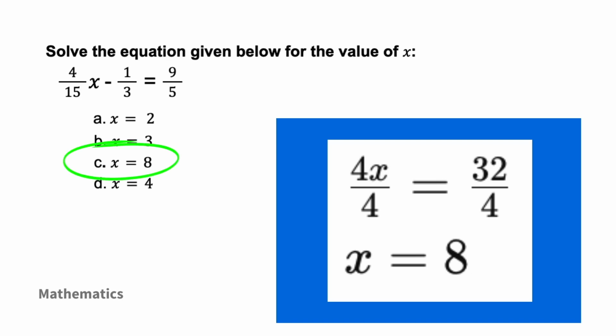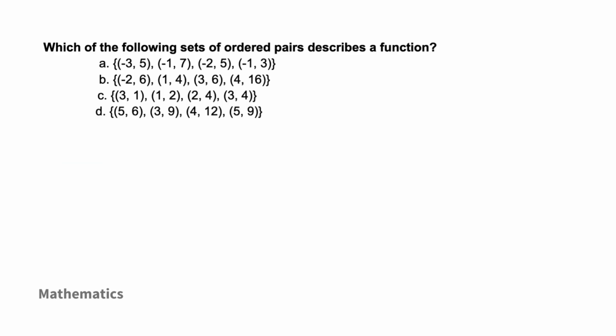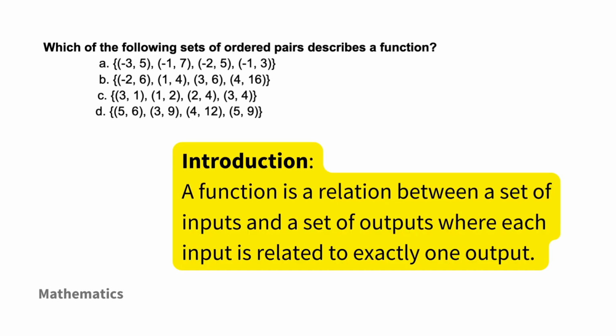And that gives us an answer of x equals 8. All right, well done. Let's keep going to the next problem. Which of the following sets of ordered pairs describes a function? Take a moment here, pause the video, come back when you're ready. All right, let's talk about this.